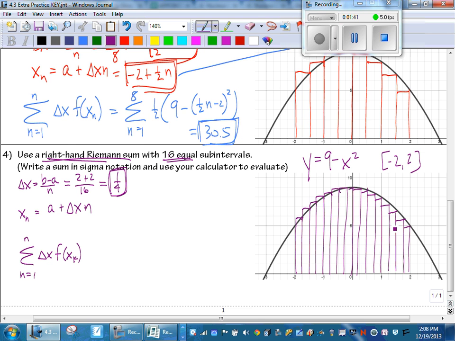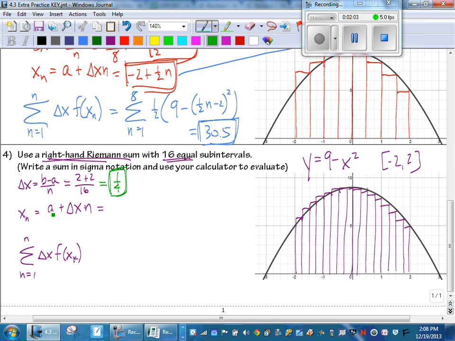So we want to find the area of all 16 of those added up, but we don't want to physically find the area of each one of those 16 rectangles. So we're going to use these formulas to help us. So we've already got the 1/4 here. Now we want to find x sub n. That's the value that we're plugging in to find the height of each one.